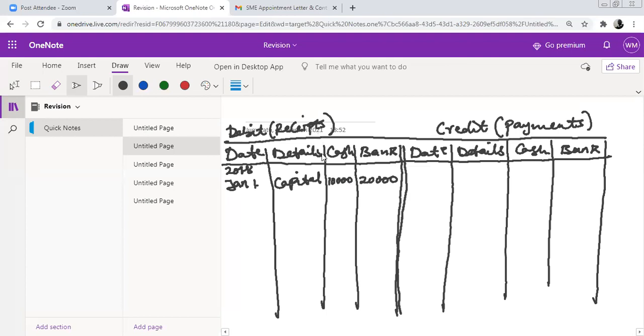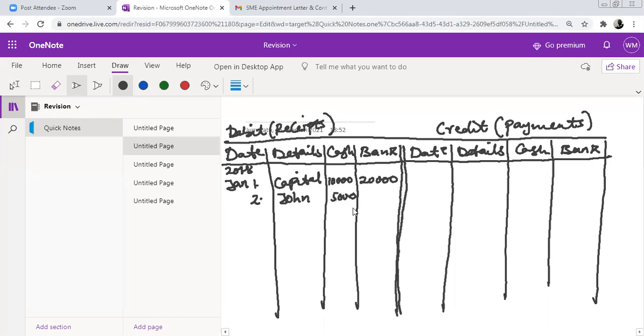Then on January 2nd, his friend John lent him 5,000 shillings. If I can ask the class, if the friend lent this owner, Thomas, 5,000, is it a receipt or is it a payment? I think it's a receipt. Yes, the business is receiving. So on the second, Thomas received money from John. This money came in as cash, so we put it in the cash column. You write here the amount, 5,000.